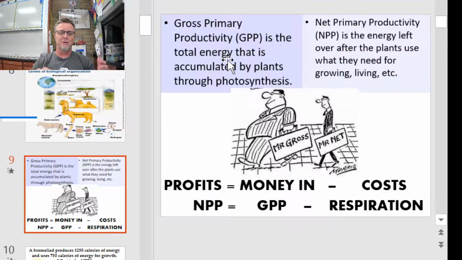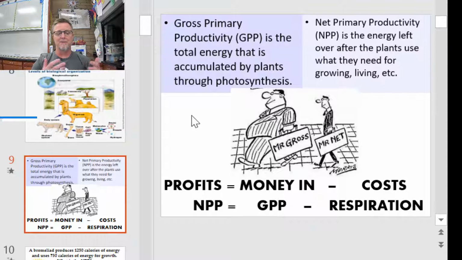So there's two terms relating to energy that I want you to know: gross primary productivity and net primary productivity. Your gross primary productivity is the total energy that is accumulated by plants through photosynthesis. Your net primary productivity is the energy that's left over after the plants use what they need for life, right?